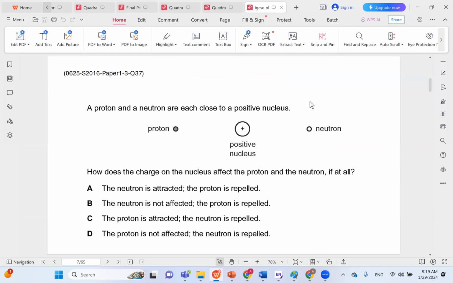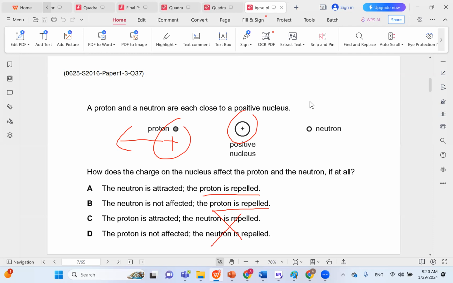A proton and a neutron are each close to a positive nucleus. How does the charge on the nucleus affect the proton and the neutron, if at all? So we said that the proton is positively charged. So positive with positive, we're expecting the proton to move away from the nucleus. So it will be repelled. So we're looking for an answer where the proton is repelled. So these are incorrect.